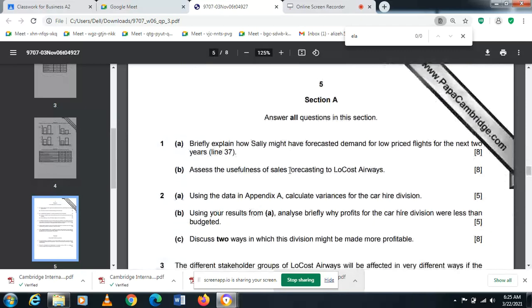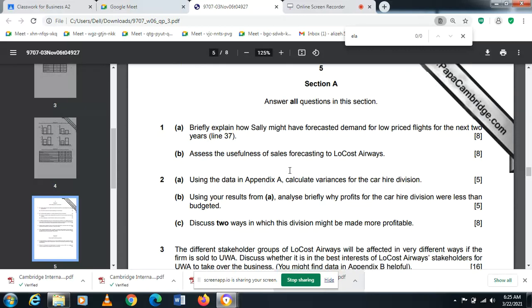We are going to start from question number 2A, and of course, I'm not going to go into the calculations of A. We are going to go straight to how you use your results that you calculate to analyze why profits for the one division is more or less as compared to the budget. So here you are not comparing the divisions, but you are comparing the actual results with the budgeted results. So how are you going to write the answer? That is what we are more interested in.